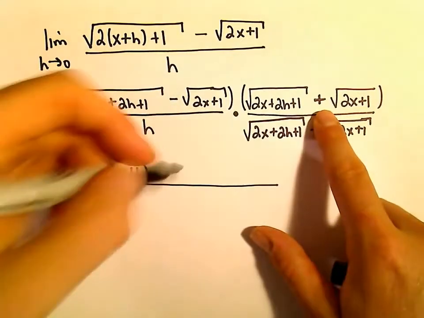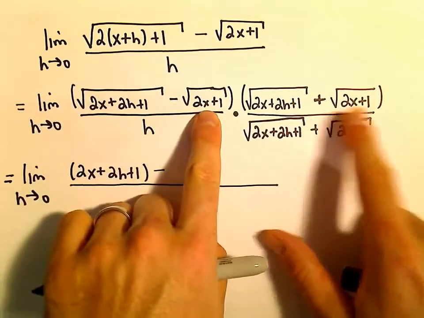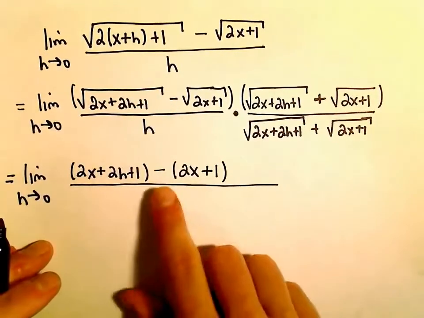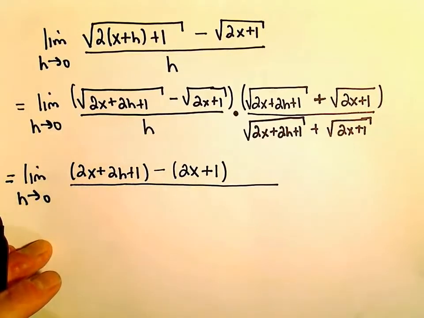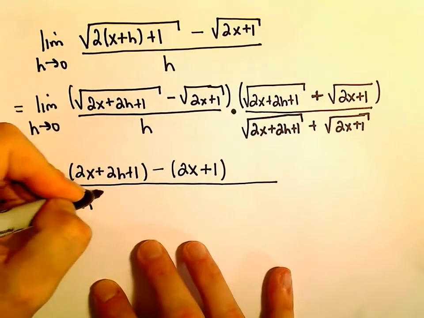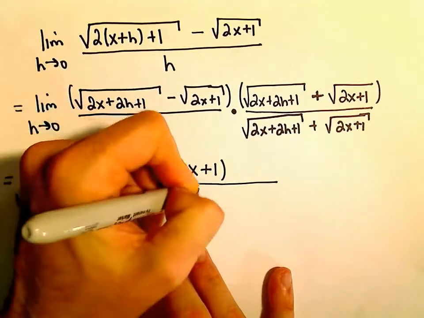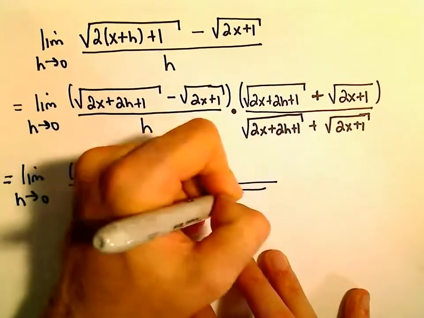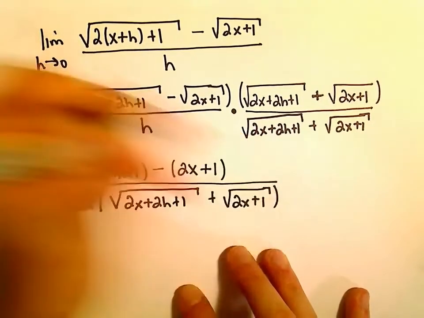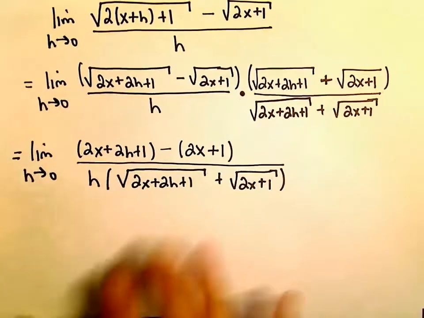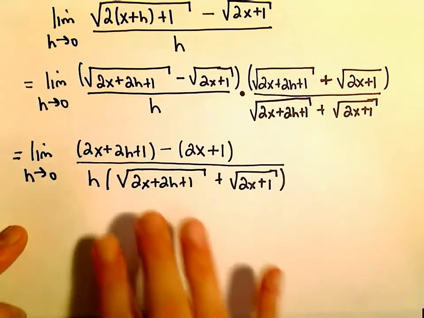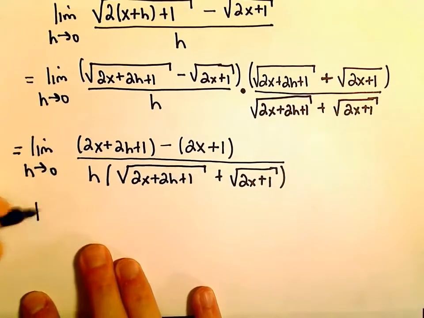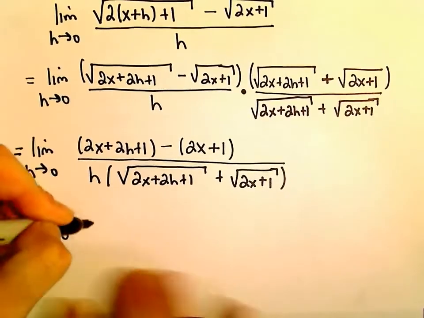Then we have a negative times a positive, which is a negative. The square root of 2x plus 1 times the square root of 2x plus 1 gives us just 2x plus 1. Again, be careful to put this in parentheses because we have to distribute the negative. In the denominator, I'm not going to multiply anything out. I usually don't, because, as you've seen from a few examples, at some point we'll be able to factor an h out of the numerator, cancel it, and then evaluate the limit.